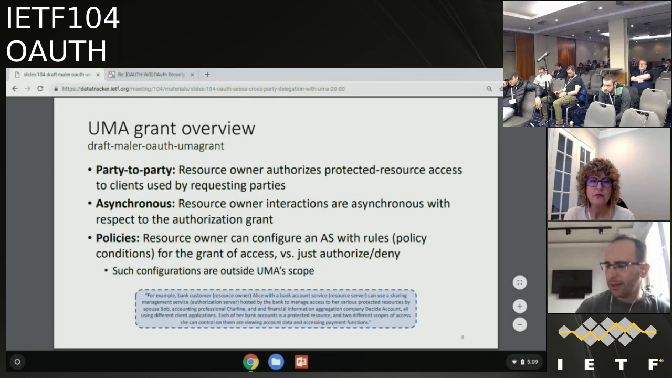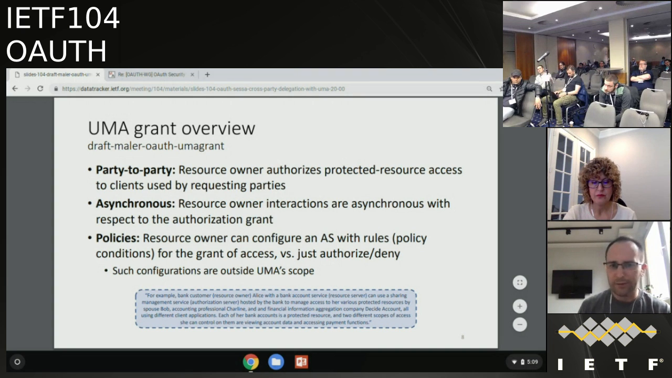I printed the spec, and I think it's best to discuss it on the example that we have in the specification. So let me read that and relate it to these three concepts that we see on the slide: the first being party-to-party sharing, the second being asynchronous, and the third mentioning policies.